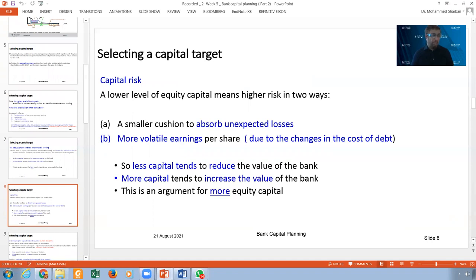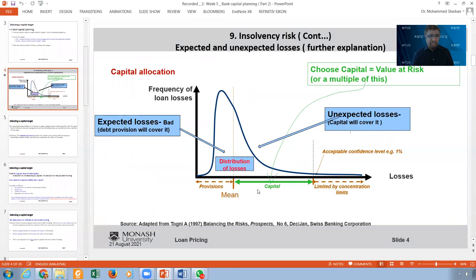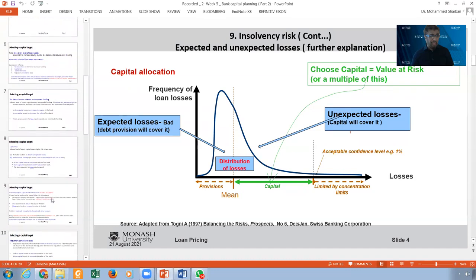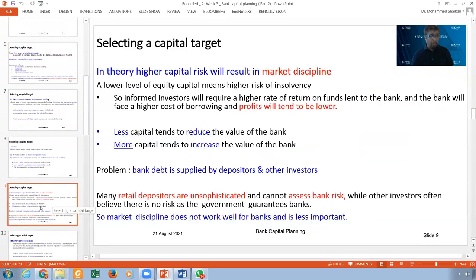I think the first issue, A, you already understand, because if you don't have enough capital and the unexpected losses are higher than the capital, then you are gone, as we talked about here. If this green area is 8%, and actually you incurred, say, 12% of losses, 2% may be covered here by the provisions, and 8% by the capital, still 2%, you are gone. So if the unexpected losses are 12%, you are bankrupt. This is the first issue which we should agree upon.